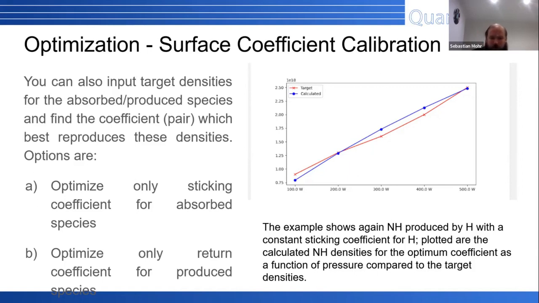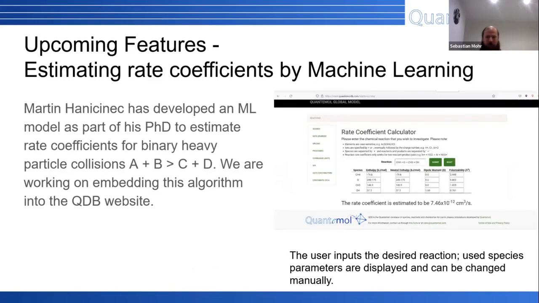I'd also like to show you a bit where some upcoming features we're currently working on. One is a tool to estimate rate coefficients for heavy particle collisions, because while QDB is quite comprehensive, if you investigate new gases, at one point you will probably need some data on reactions which are not available. And to fill this data gap, what you usually do is estimate rate coefficients. So you look for similar reactions and use the same rate coefficient.